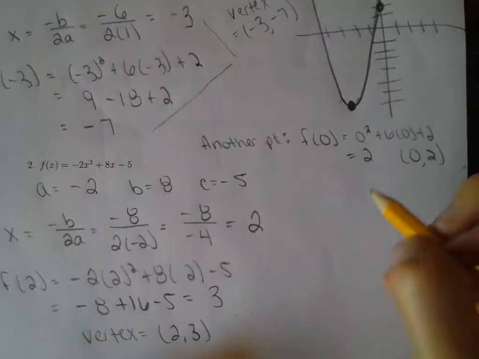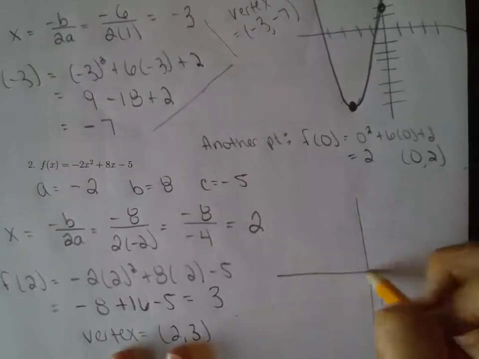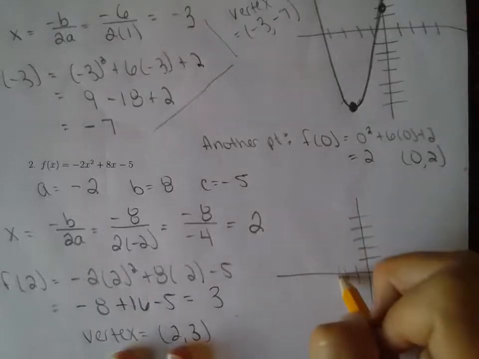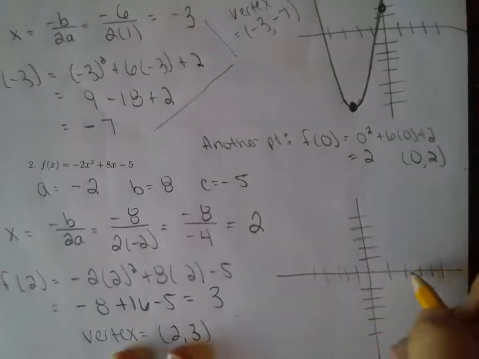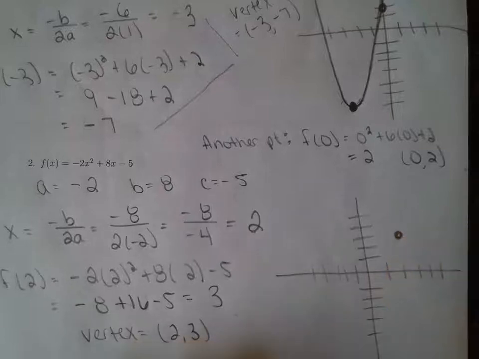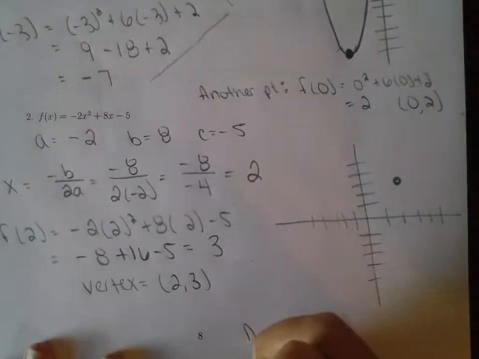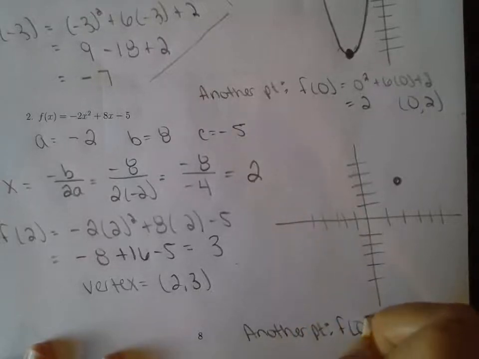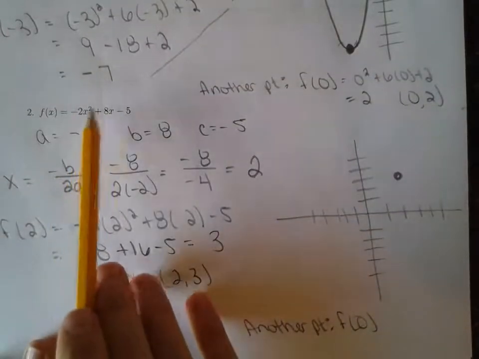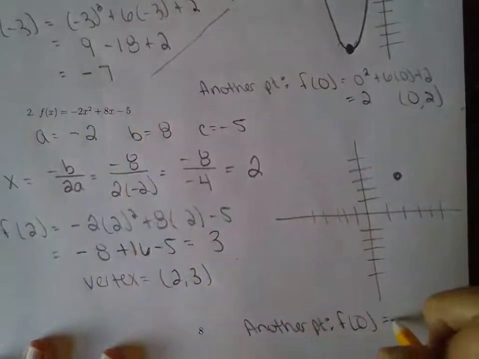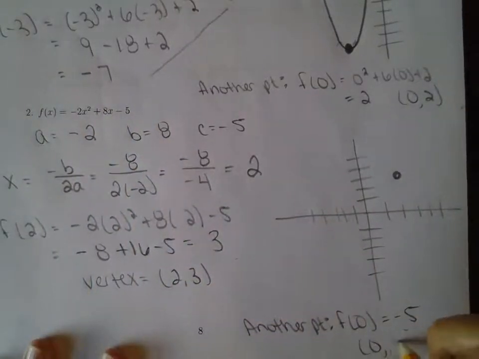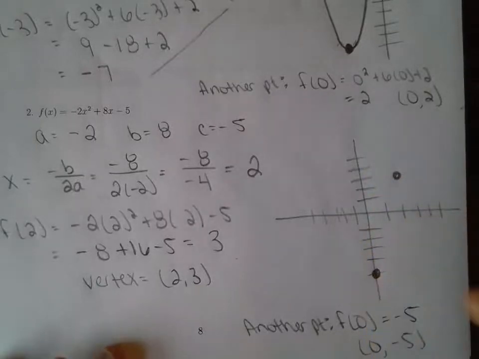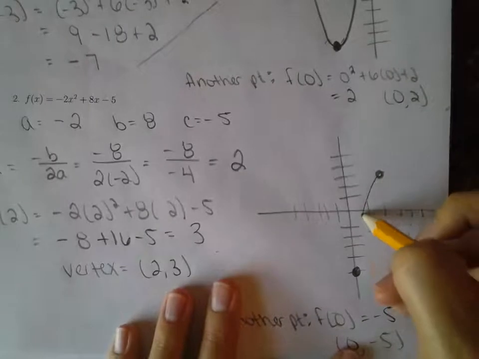Okay, so let's go ahead and start graphing this. So over 2, up 3, and then we need to find another point. Again, I'm going to plug in 0. So that goes away, we're left with -5. So it would be 0, -5. Okay, so we have open, down.